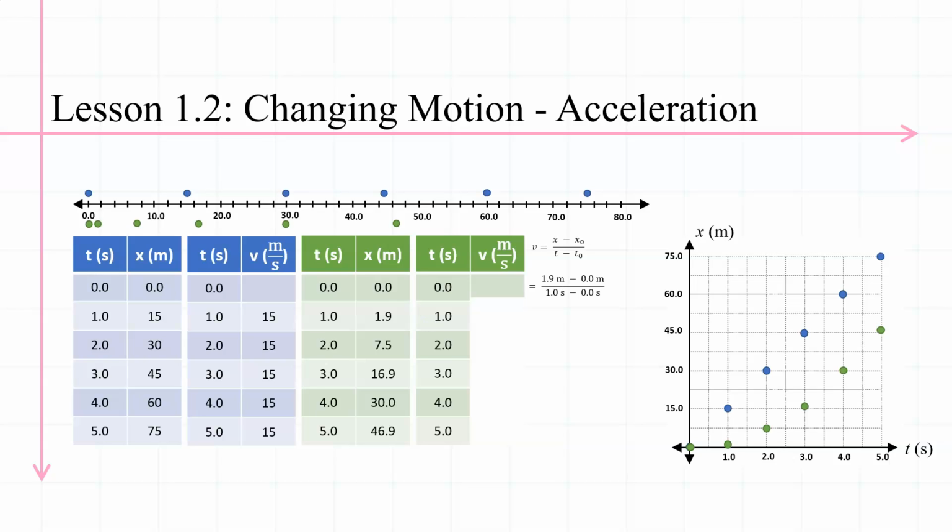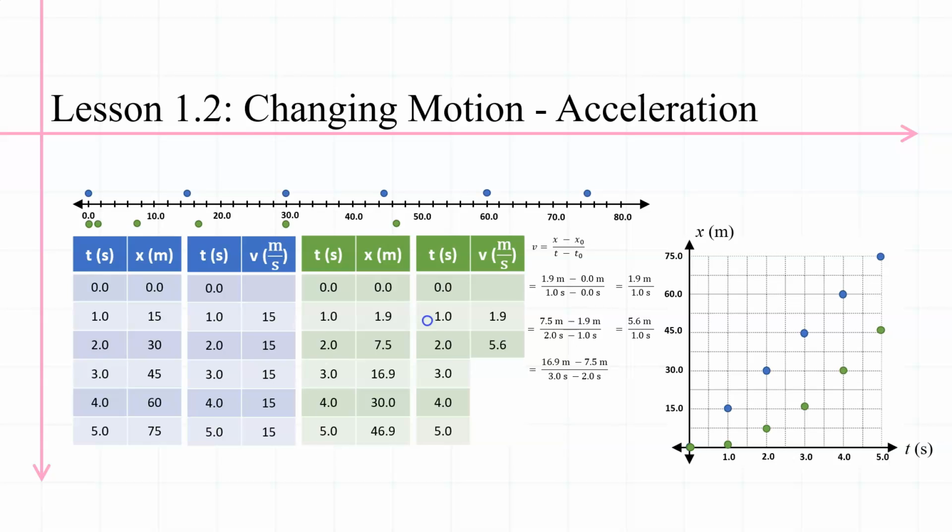Between time 0 and 1, the car moves from 0 meters to 1.9 meters. So I'm going to plug those points into my slope formula to find velocity. And I find that the velocity between point 0 and 1 is 1.9 meters per second. Let's see what it is between points 1 and 2. I go from 1.9 meters to 7.5 meters. So I'm going to plug those into the appropriate places to calculate the slope. It's 5.6 meters per second.